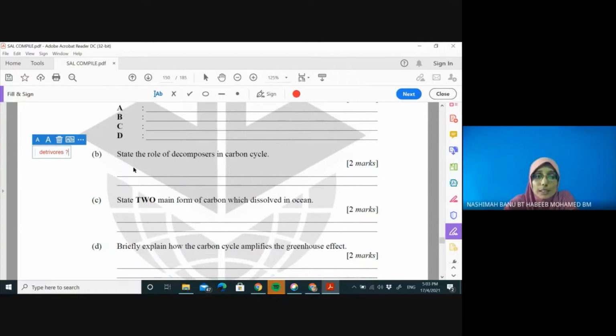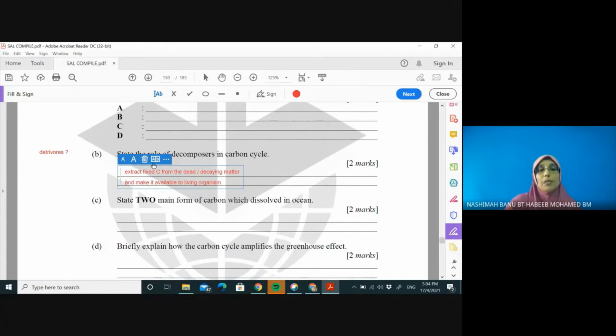Tapi our decomposer, so what the decomposer will do, they will extract. Okay, extract. Okay, and they will fix the carbon from the death or decaying organism. Okay, and make it available to living organism. Okay. So dua mata dekat sini. So the first part, nanti saya turunkan ke bawah supaya nampak. Right. Extract.